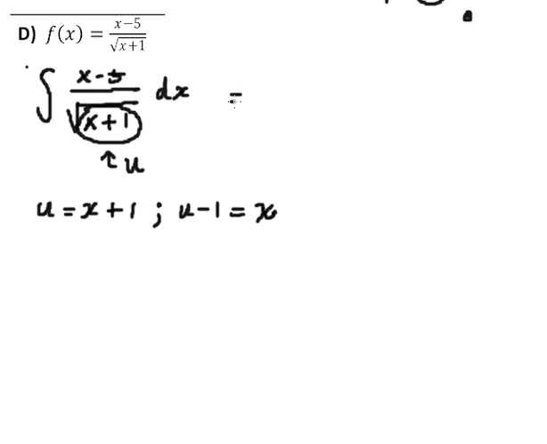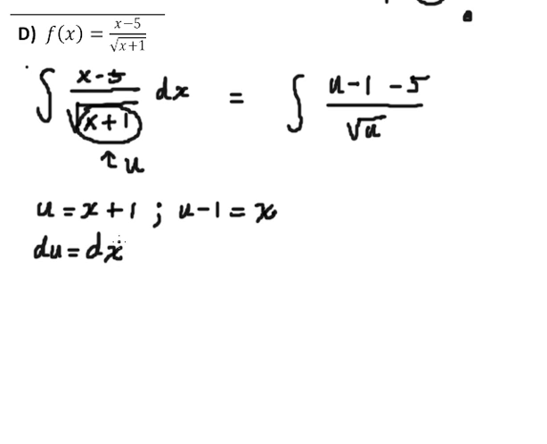Okay, so let's start with our substitution. Okay, so x is u minus 1, and then we have that minus 5 over there. Divide by the square root of x plus 1. X plus 1 is u. And du is equal to dx, so for dx, we'll put du. Okay, so we're integrating (u minus 6) over u to the 1/2.